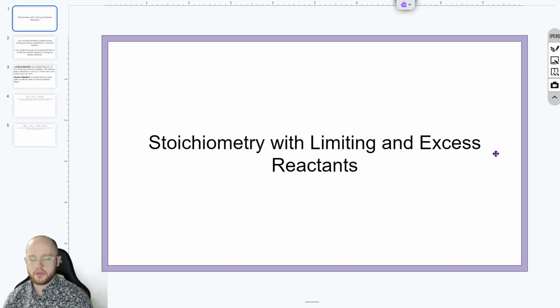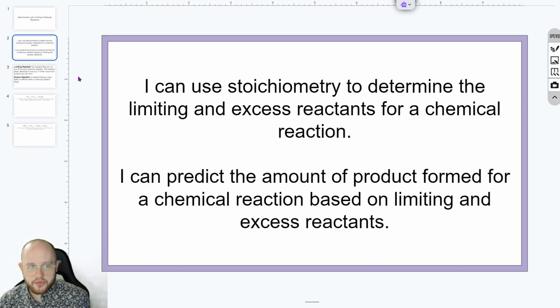Today we are talking about limiting and excess reactants and applying them to actual amounts of reactants using stoichiometry. Last video we talked about it in terms of picture representations, which can represent amounts. However, we're going to be dealing with not so even amounts. Our goals are determining which is limiting and which is excess for a particular reaction using stoichiometry. If we can do that, we can then also predict how much product should actually be formed.